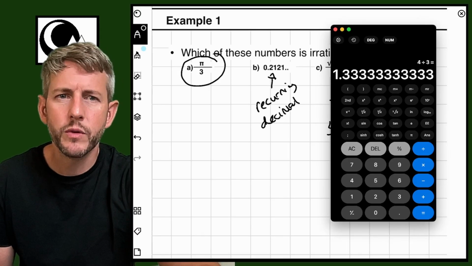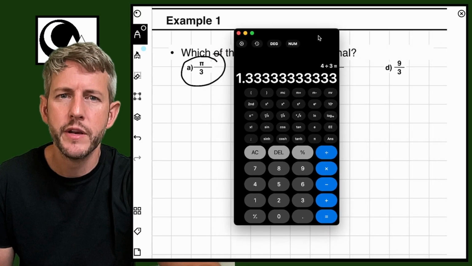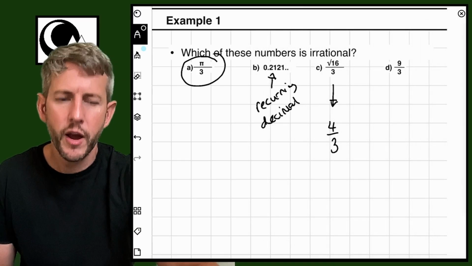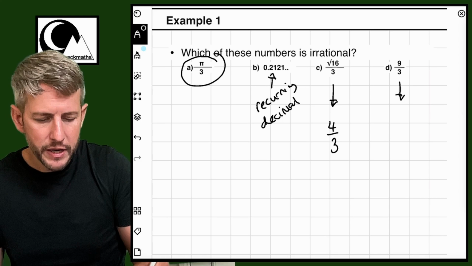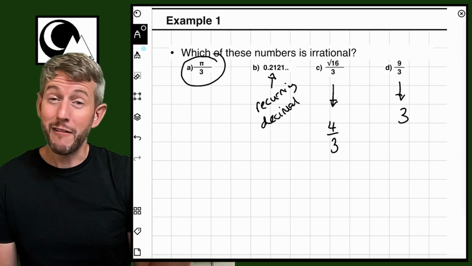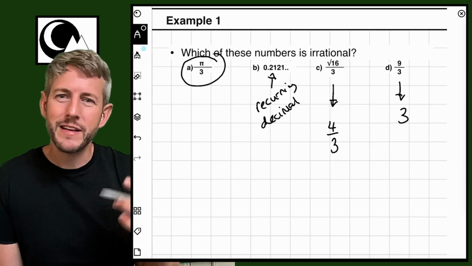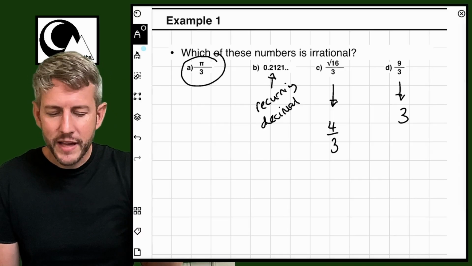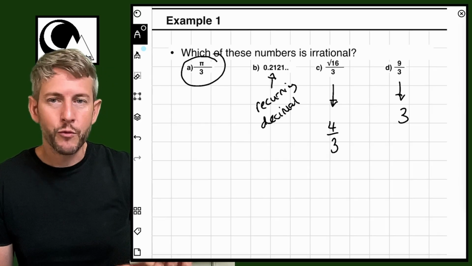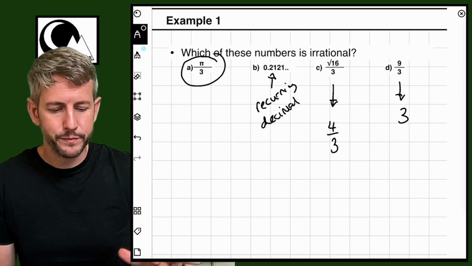And then the next one that we had was 9 over 3, which we don't need to think about too much. 9 over 3 is just simply 3, which is an integer, so very rational. Okay, so here we go. Which of these numbers is irrational? It was pi over 3. Right, let's have a look at example 2.